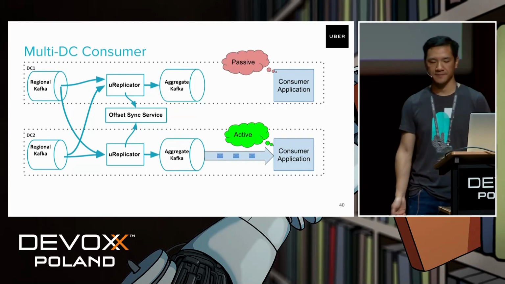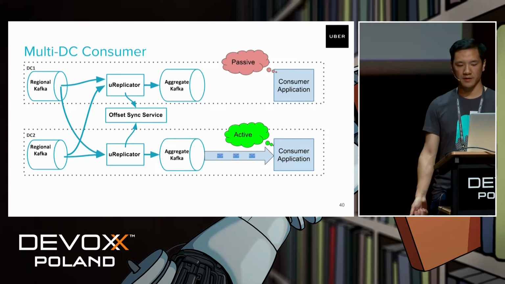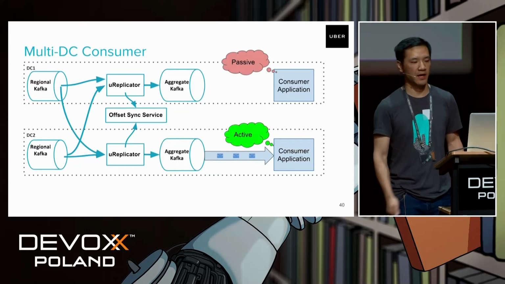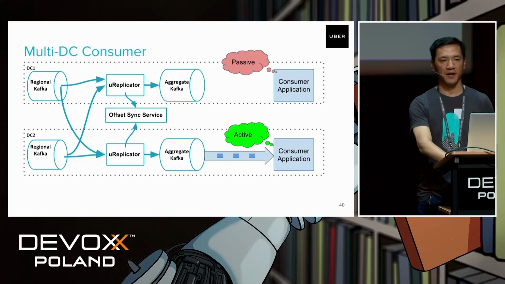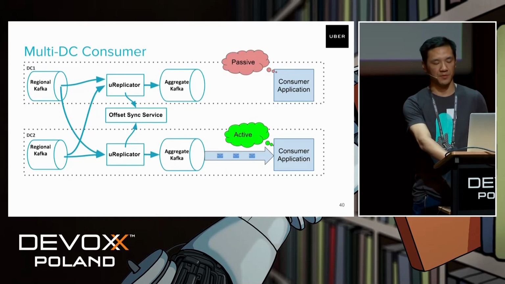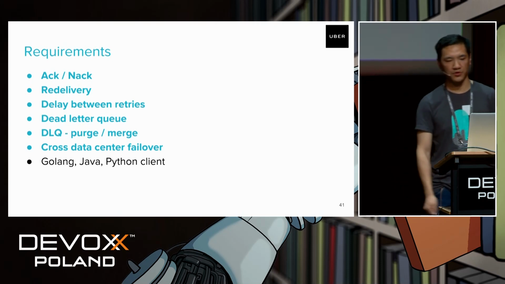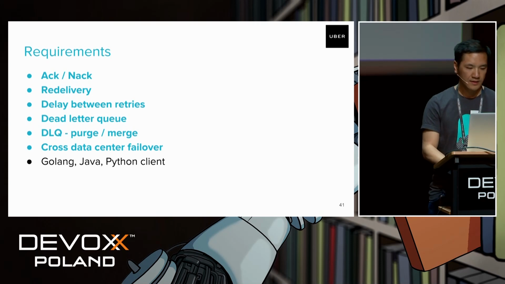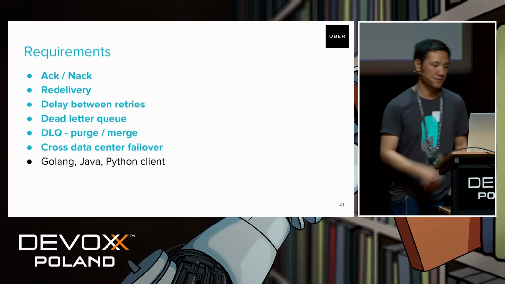After the offset sync, the new active consumer application will start consuming from the aggregate Kafka cluster, and the duplication will be minimized. With that, we achieve cross data center failover. The last requirement is that we need to provide clients in different languages.